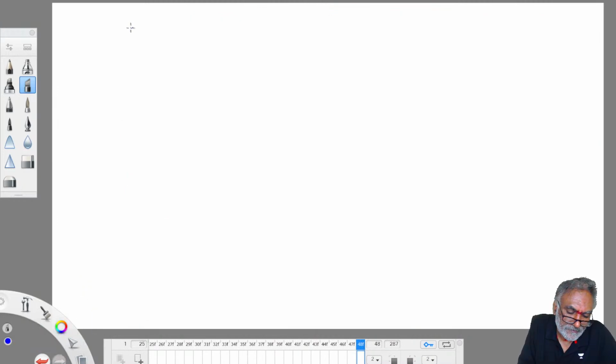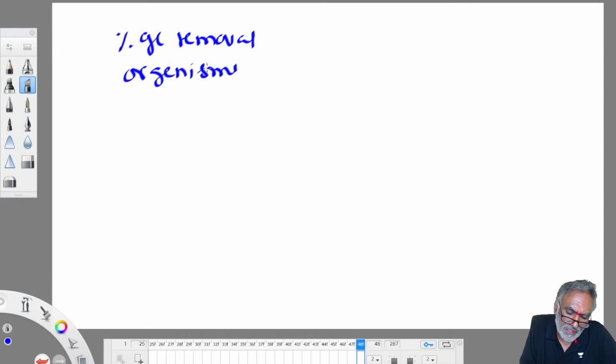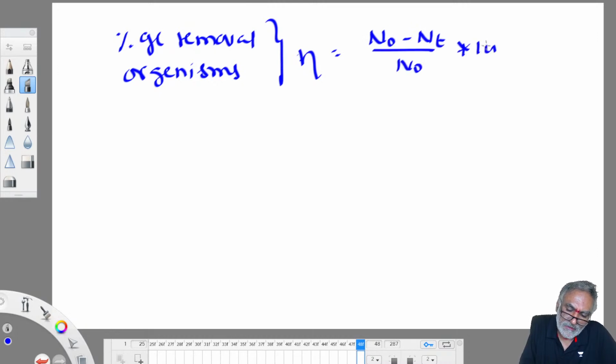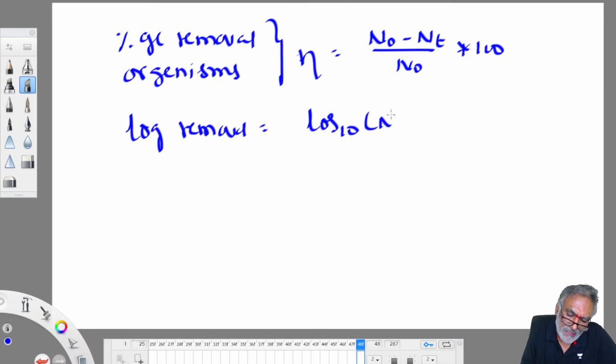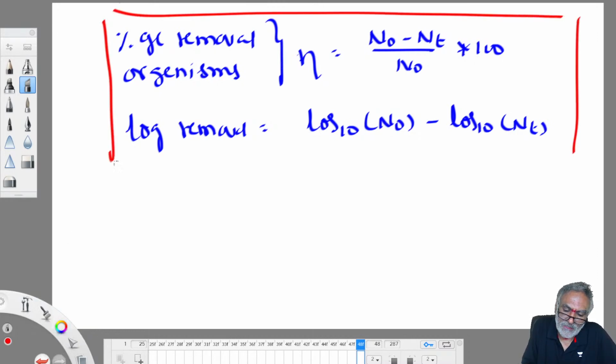In addition to that, percentage removal of organisms. Percentage removal of organisms from water, called efficiency, is equal to (N0 minus NT) by N0 into 100. N0 is the initial number of organisms, NT is the organisms remaining in water at any time T. Or sometimes they also ask log removal. Log removal is equal to log10 N0 minus log10 NT. A couple of times in the GATE exam, they have asked questions based on this.